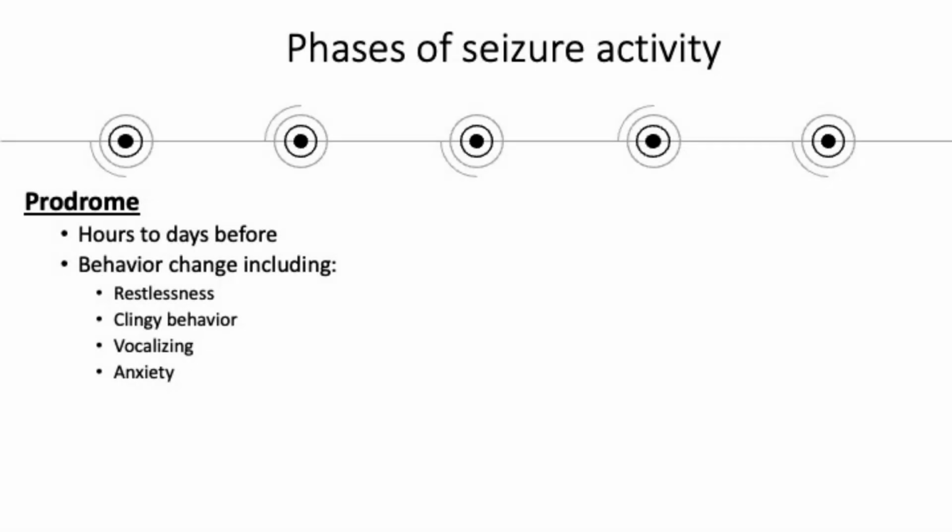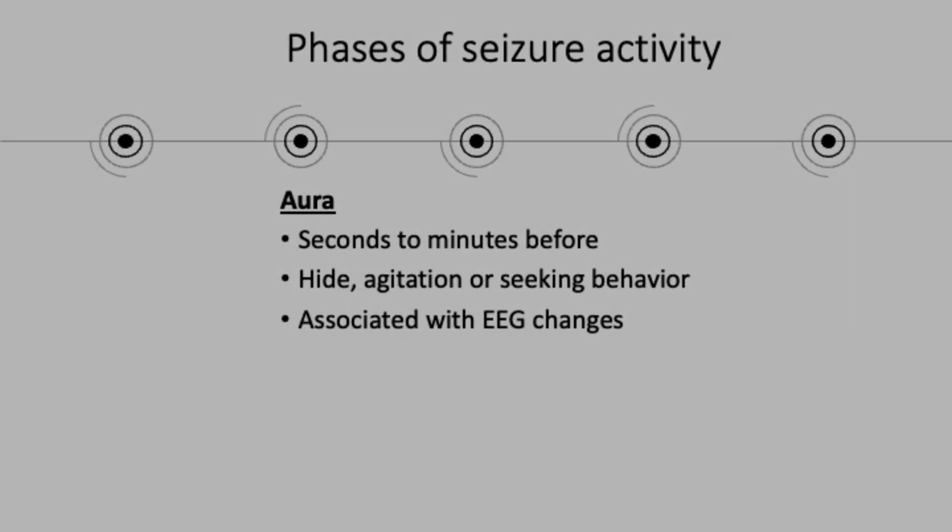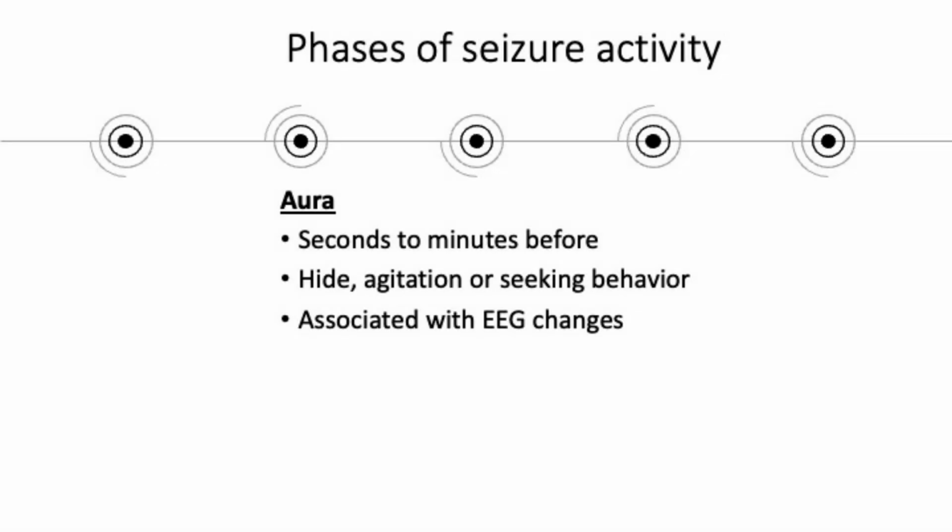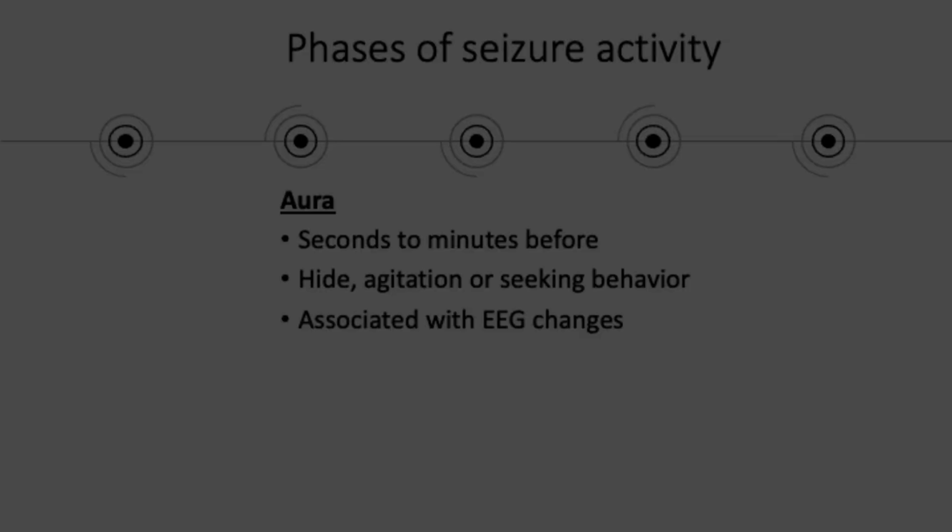1. Prodrome. This can last from minutes to days and is characterized by subtle behavioral changes. The dog may exhibit anxiety, restlessness, or clinginess to the owner. Second, aura. Immediately preceding the seizure, this phase may last seconds to minutes and is marked by distinct behavioral signs like whining, pacing, or seeking attention.